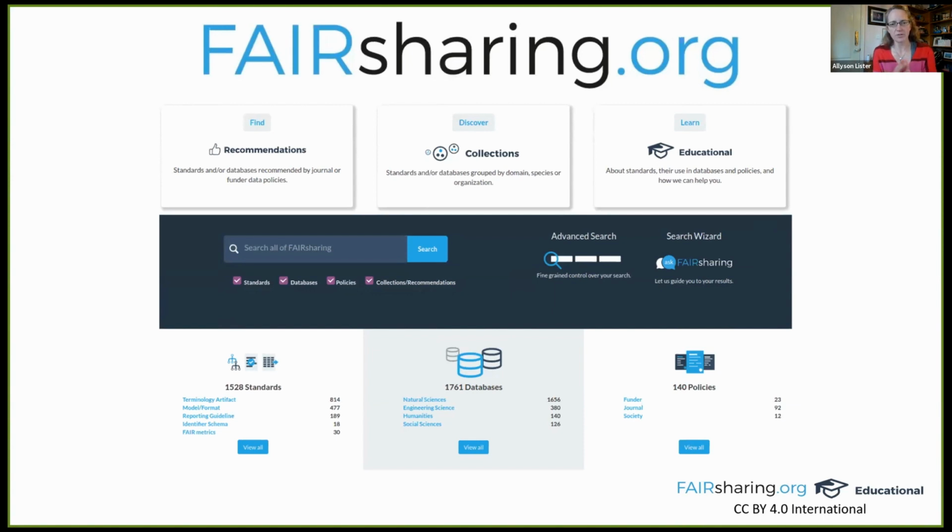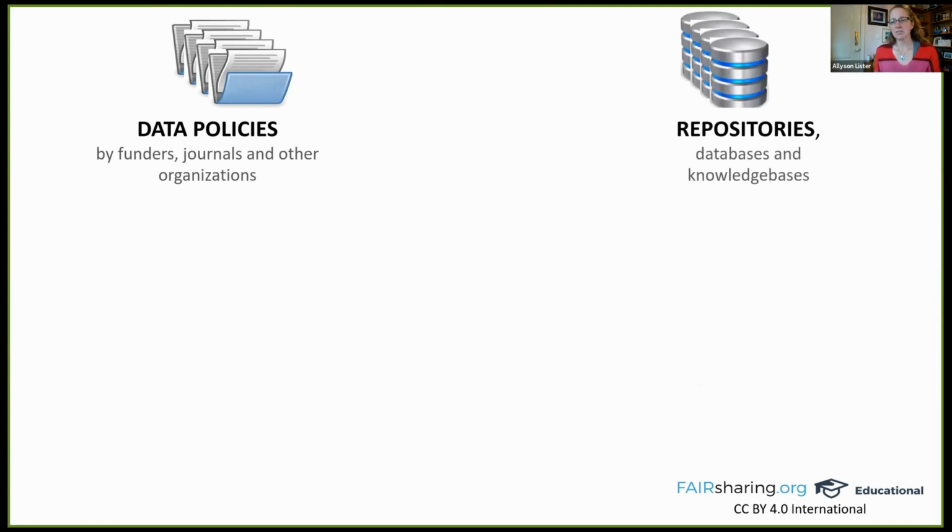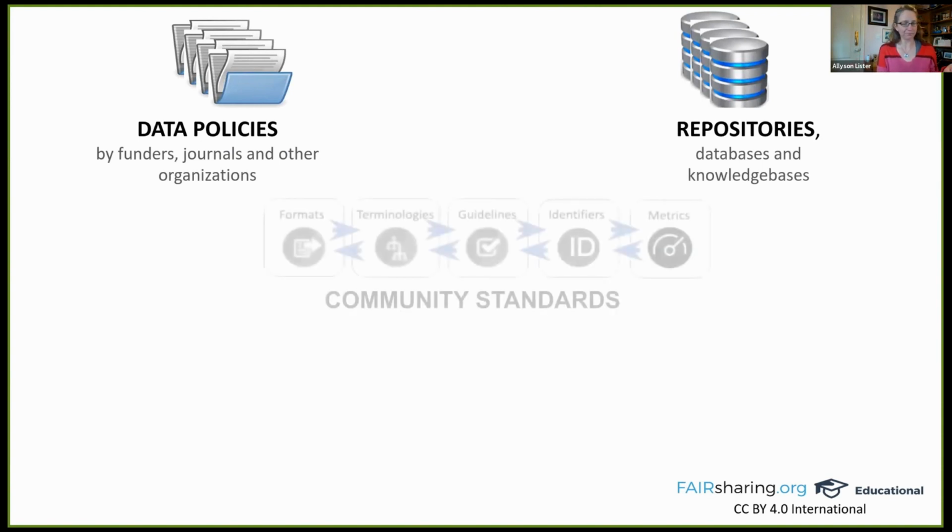Then you have a search bar, and then you have a summary of statistics for these things that are standards, databases, and policies. Data policies are records created by funders, journals, and any other organization that has a list of data standards and databases that they want to ensure that their community follows. Repository records in FAIRsharing just describe the knowledge bases and databases across all research areas to help people find them and make use of them.